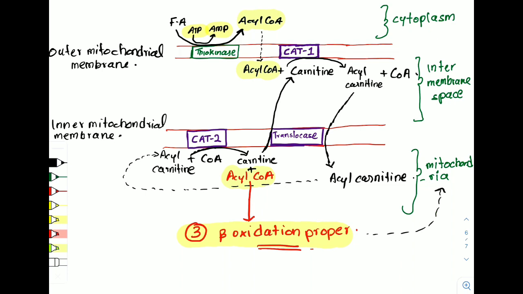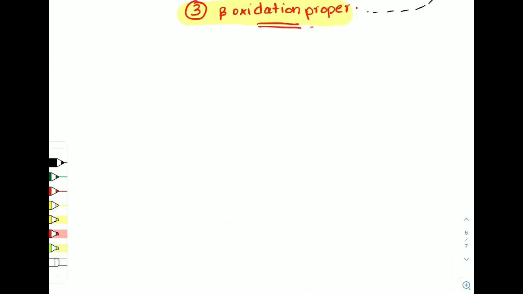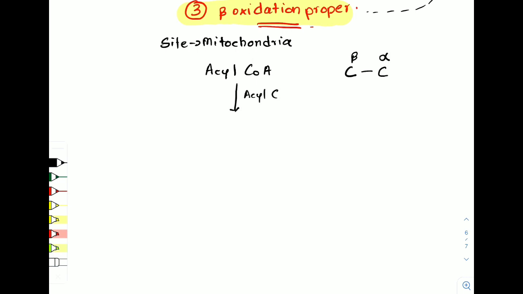Now let's move on to the steps of beta oxidation proper. As we have discussed earlier, we now know that the acyl-CoA has reached inside of the mitochondria. Now let us represent the alpha and beta carbons of the acyl-CoA. From the definition of beta oxidation, we know that here the cleavage or oxidation takes place at the beta position of the acyl-CoA.